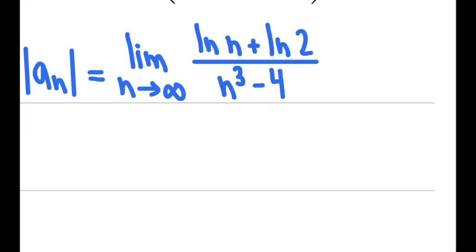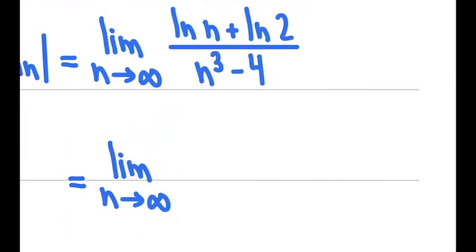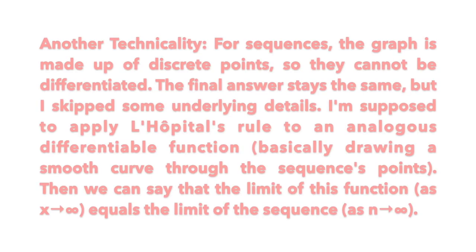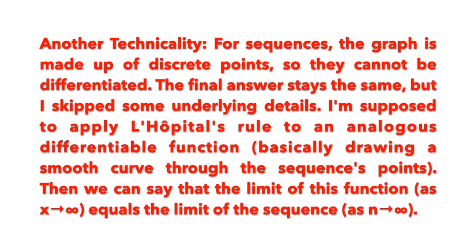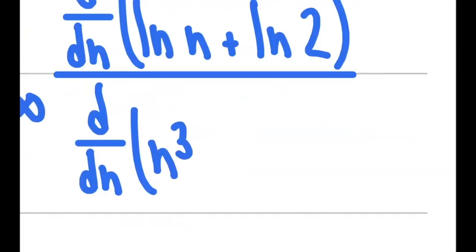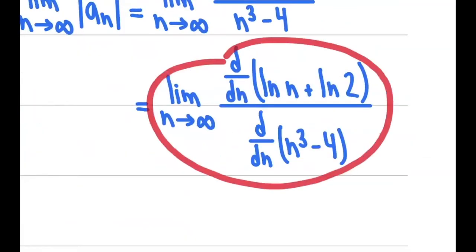So does anyone remember what we do when you have a limit that results in this indeterminate form of infinity over infinity? There's a rule which has a very French name. Oh, L'Hopital. Good. Yes. We're going to use L'Hopital's rule right now. L'Hopital's rule. So I can take the derivative of the numerator and denominator with respect to n, and the limit stays the same. So derivative of natural log of n plus natural log of 2 divided by the derivative of n cubed minus 4. So this is just applying L'Hopital's rule.